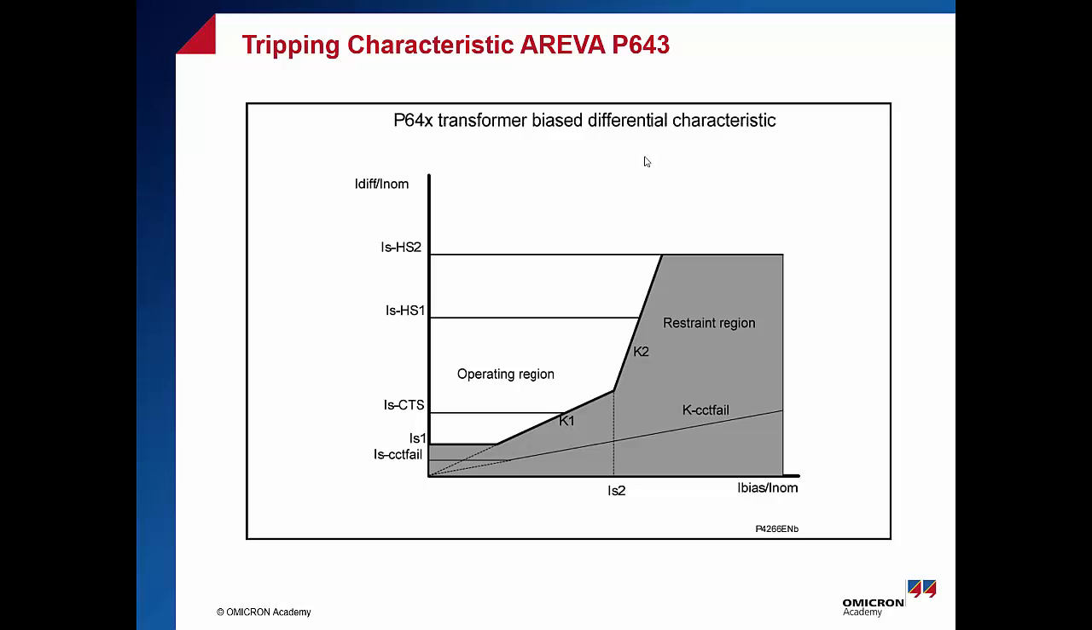We have here, as you see, three slopes, three portions. Portion number one, here we have I differential greater, which is IS1. After that, we have K1, which is slope number one. After that, we have also K2, which is slope number two. I hope that now it's clear. Here we have three sections, section one, section two, section three. This is a setting, this is a setting, this is a setting, and also IS2 is a setting.